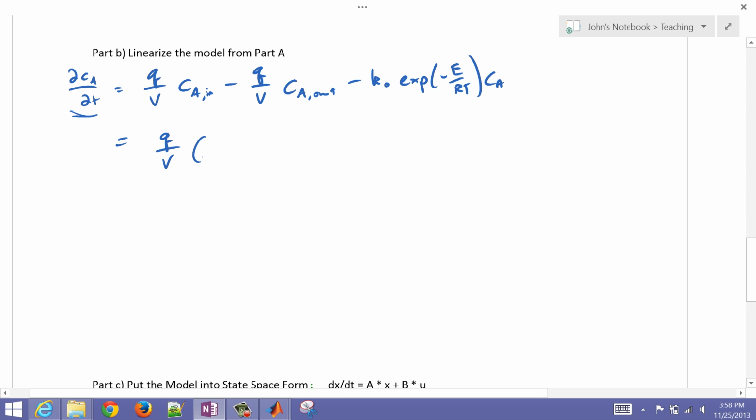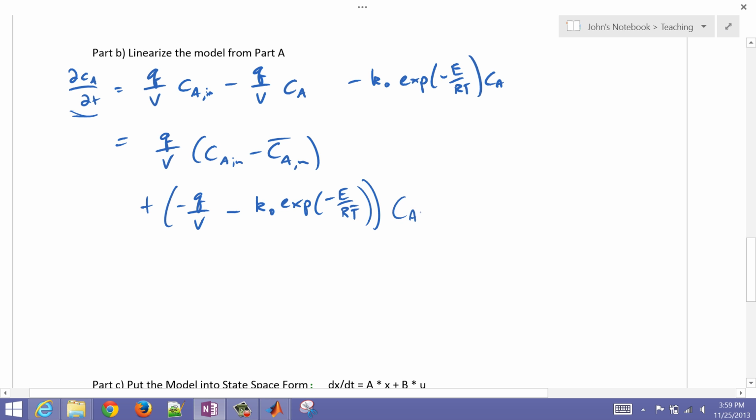That's going to equal Q over V times CA in minus CA in nominal condition. Then I'm also going to add negative Q over V, taking the derivative with respect to CA out, which is also equal to CA. Then it's going to be equal to negative K naught e to the negative E over RT. I've got to plug in the nominal condition here for temperature. That's no longer a variable, it's just a constant in the expression, and that's going to be CA minus CA nominal condition. That's going to become a deviation variable.